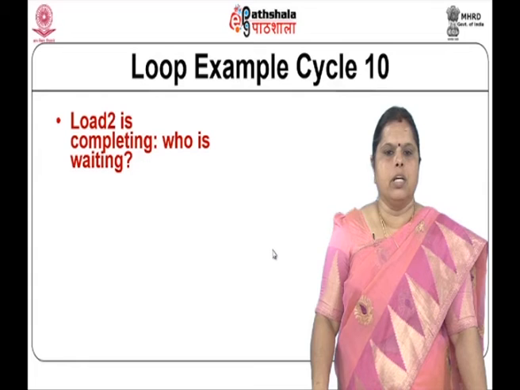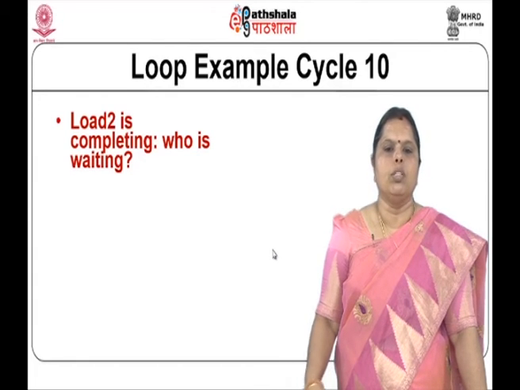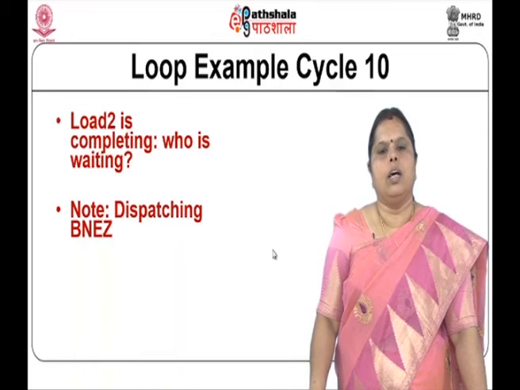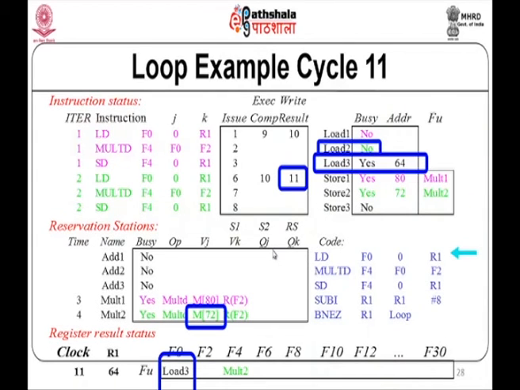Load 2 is now completing. When load 2 is completing, you know the instruction that is waiting for it is none other than your multiply instruction of the second iteration. And assume that we are also dispatching the second branch instruction during clock cycle 10. So, in clock cycle 11, the load instruction, which has already finished execution, is writing its result on the CDB. Once the second load instruction writes its result on the CDB, the data becomes available for the multiply instruction of the second iteration.